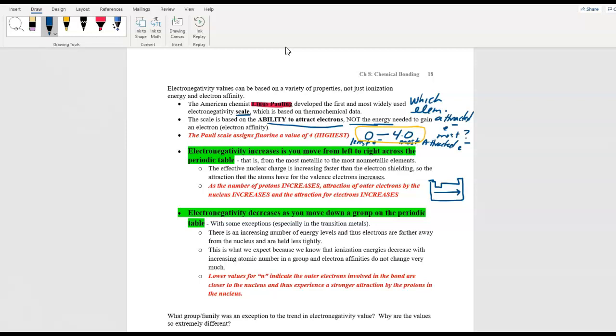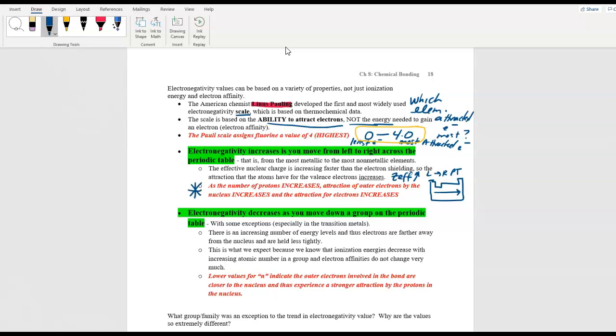From most metallic to most non-metallic, so metal to nonmetal, the effective nuclear charge is increasing faster than the electron shielding. So the attraction that the atoms have for the valence increases. I know that sounds familiar because that's Z effective. It increases left to right on the periodic table. So as the number of protons increases, here's your essay, and I'm going to take a little side note.